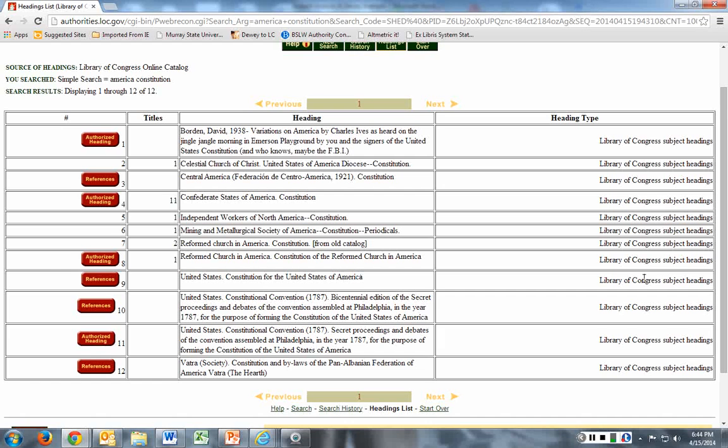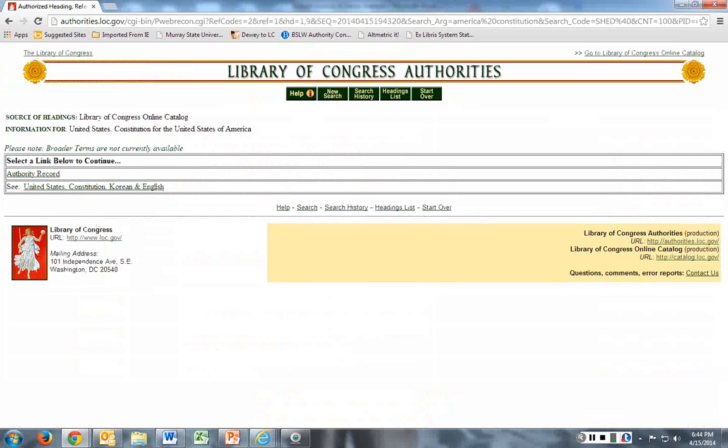If I look over to the right, it says Library of Congress subject heading. We're looking for an LC annotated subject heading because these are children's works. But if I look to the left, it says references. Well, this button might take me to something that might be helpful. So I'm going to click on references, and it's giving me this heading, see United States Constitution, Korean and English.